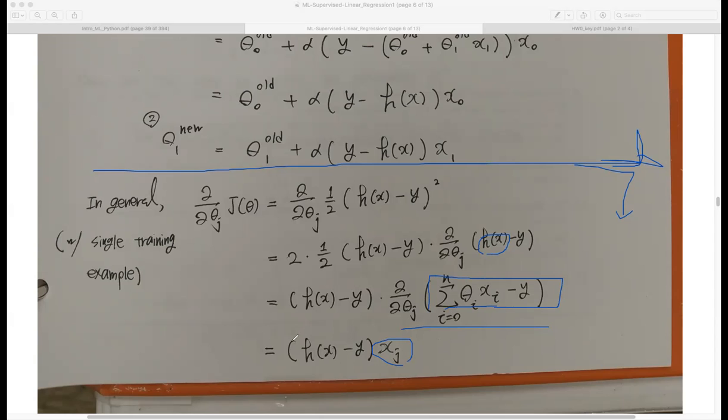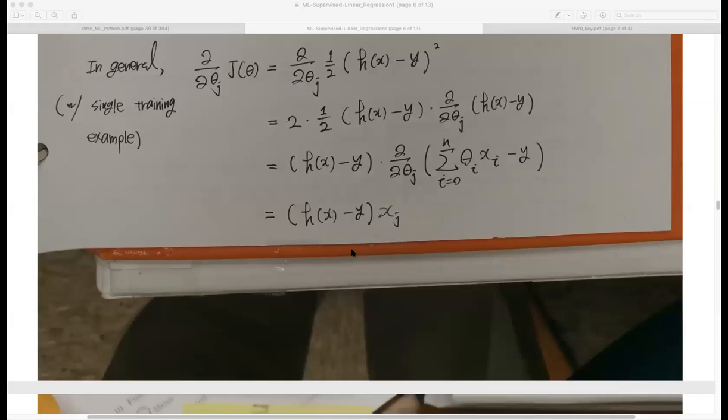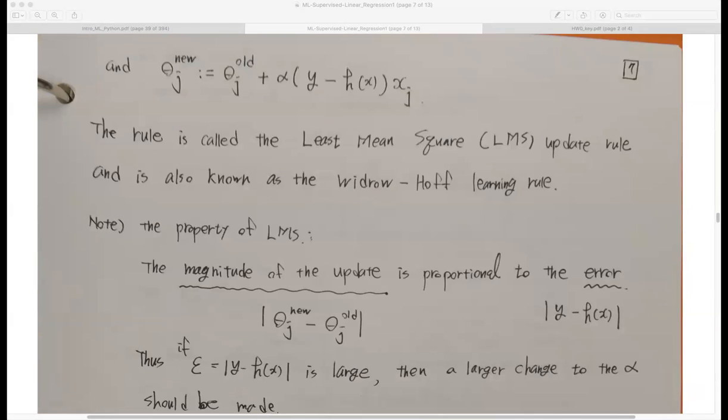Okay, so now we've got this. So now you see that the general form of the partial derivative of J with respect to theta j is going to be this. You see?